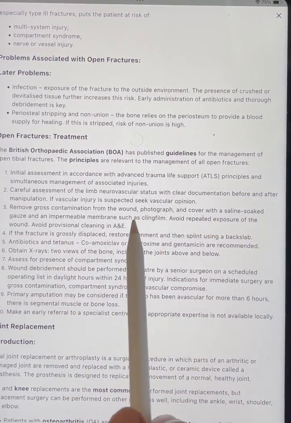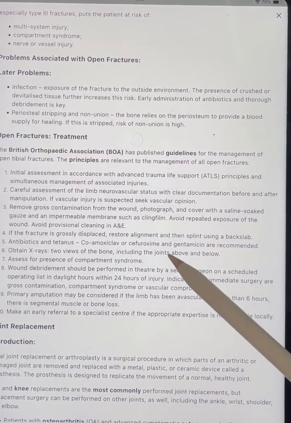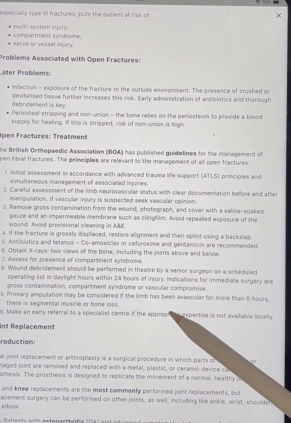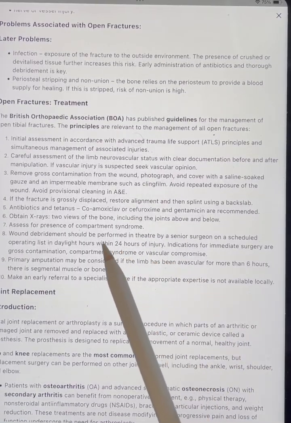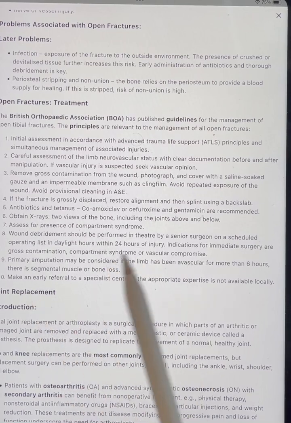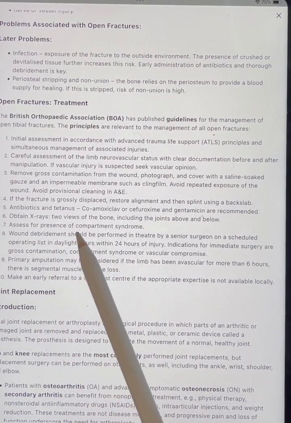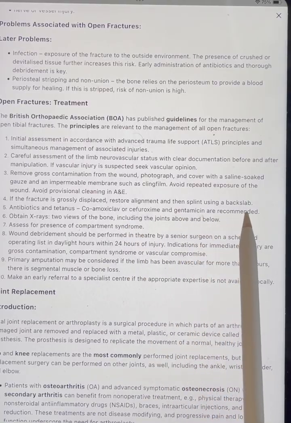Remove the gross contamination, take wound photographs, and apply a saline-soaked gauze and an impermeable membrane, clingfilm. Avoid repeat exposure of the wound. Avoid provisional cleaning. If the fracture is grossly displaced, then try to restore the alignment and splint with a back slab.